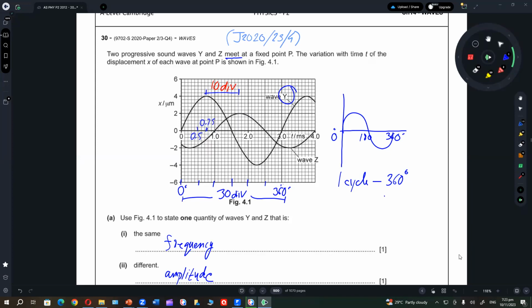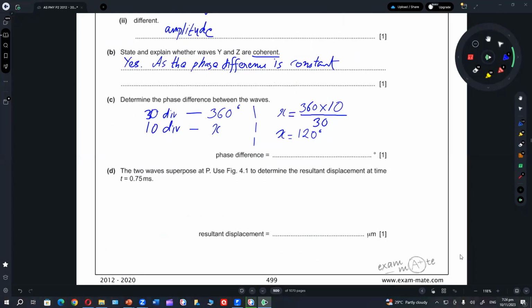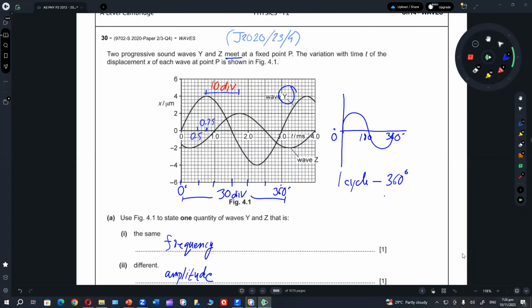So at this point, we need to read the amplitude of the two waves and subtract them. I have a number 0.75, the two waves superposed. Determine the resultant displacement at time t. So now the graph is in front of you. You people have to help me.